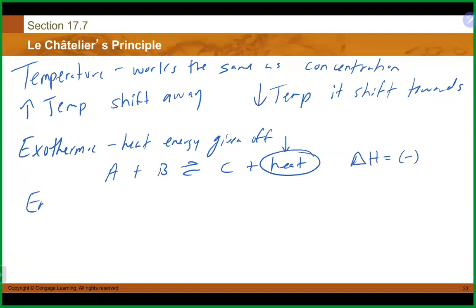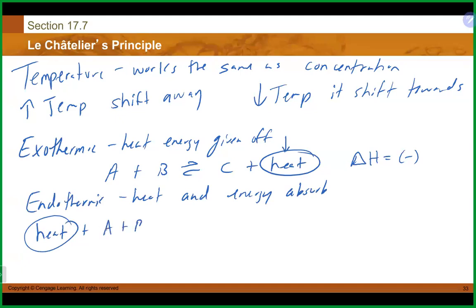Now, endothermic is the opposite. Heat and energy is absorbed. When we have an endothermic process, we think of heat and energy as a reactant rather than a product. And the delta H value here is usually a positive number. That means if you have an exothermic reaction and you raise the temperature of that reaction, it would be like adding more products, and you would expect the equilibrium to shift to the left.